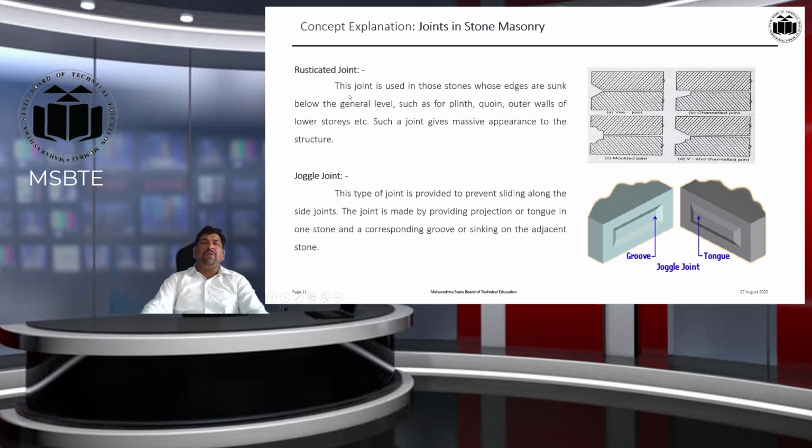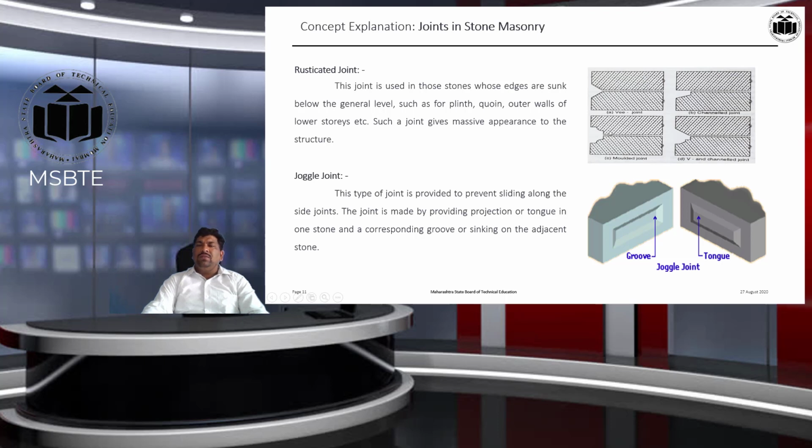Now just come to the next point, the rusticated joint. The rusticated joint is used in those stones whose edges are sunk below the general level, such as for plinth, quoin, outer walls of lower story, etc. Such a joint gives a massive appearance to the structure.